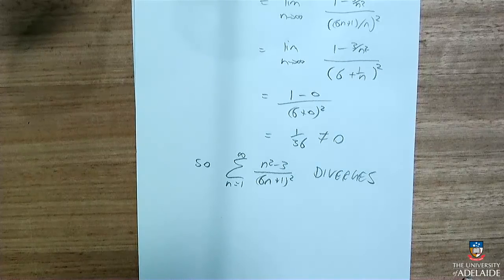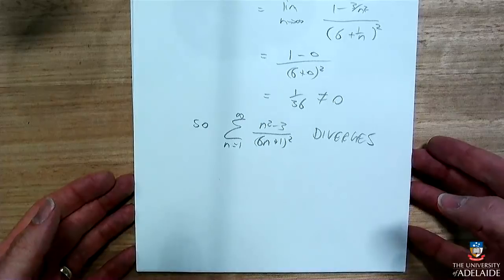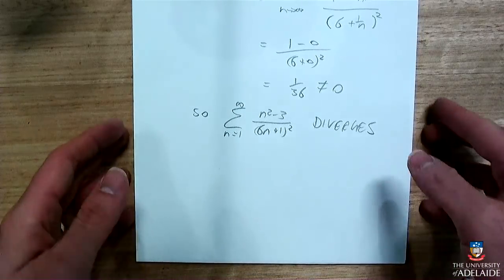Do they still have the alternating series test? Oh, that's sad. Oh well. Is it in the notes? Sorry?